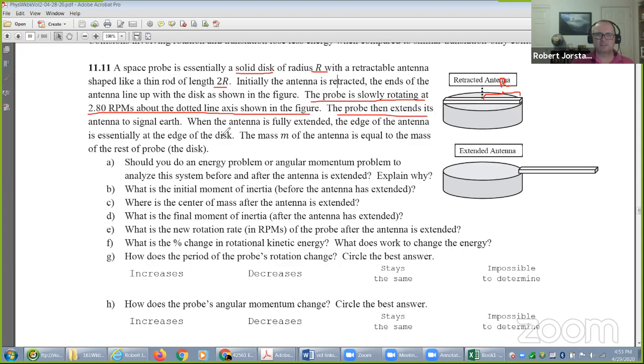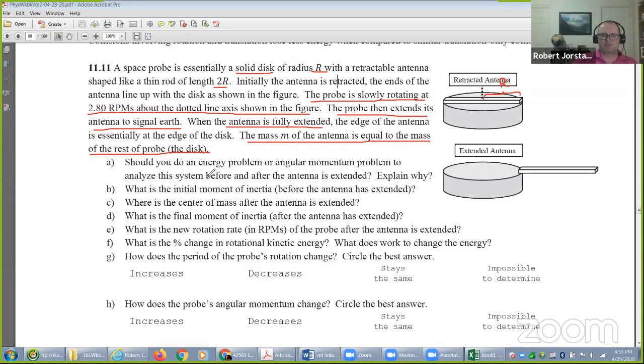The probe then extends its signal to Earth. When the antenna is extended, it's at the, okay, so that's right here. It says the mass of the antenna is equal to the mass of the rest of the probe. All right. So there's all our stuff.